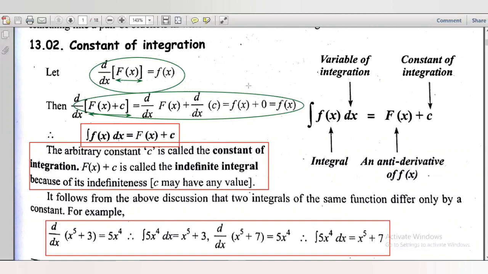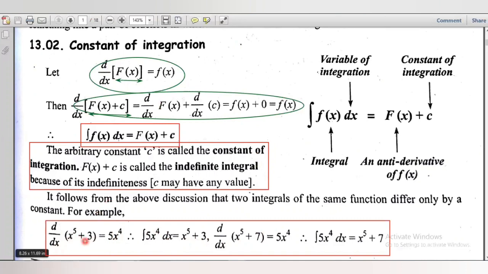I'm starting from the very basic concept. If you are a layman and you know only the derivative and nothing about integration, you can see this topic and you will understand everything. As we know, the derivative of x raised to power 5 plus 3 is 5x^4. So if we find the integration of 5x^4 with respect to x, you will get it using this line only.